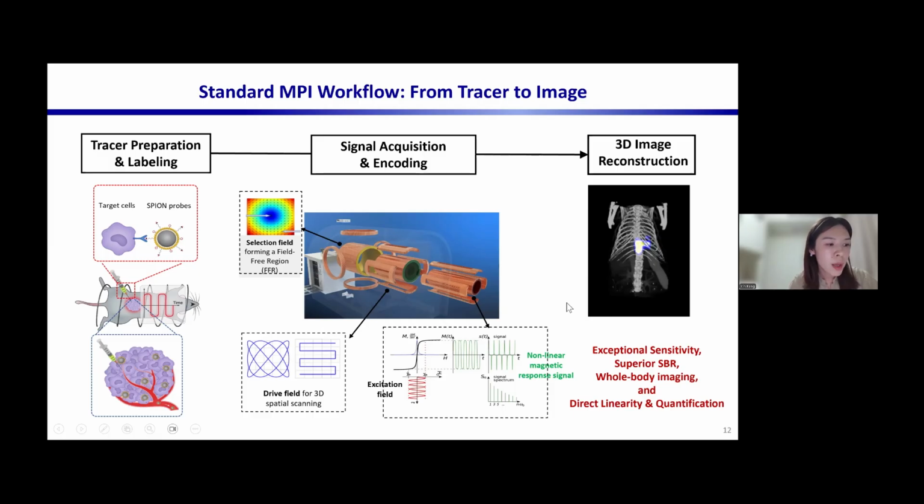What's also very important is that because MPI has no depth limit, we can have whole body imaging, meaning we can image the probes deep inside the body. Also, the signal intensity is linearly proportional to the concentration of the SPIONs. This makes MPI very powerful for quantitative imaging.